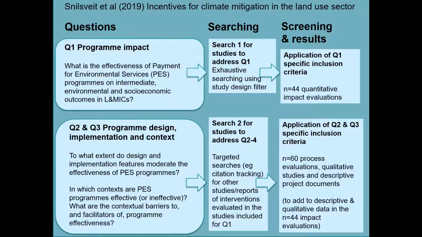And on the right there, you can see the different kinds of study designs that were sought to answer these 2 groups of questions. Now, one of the interesting things about this review is that they used a study design filter. So they started with the effectiveness question and searched for those kinds of studies to address question 1. And then they did a follow-up search for the more qualitative studies using things like citation tracking. And if you think about your study team, you could almost already start to think about the kinds of people that might work on screening that first set and the kinds of people that might work on screening the second set.